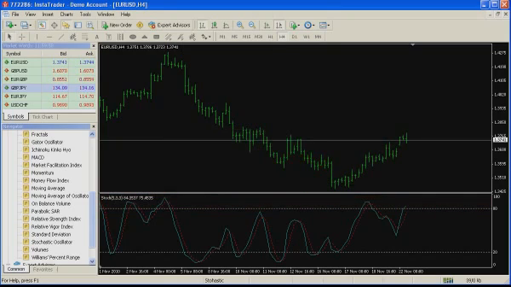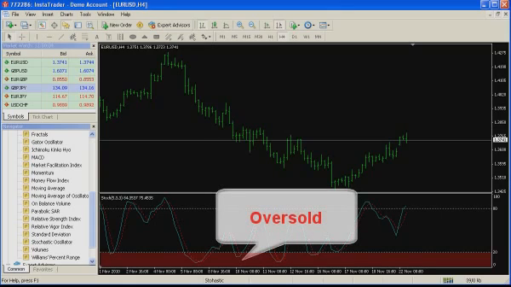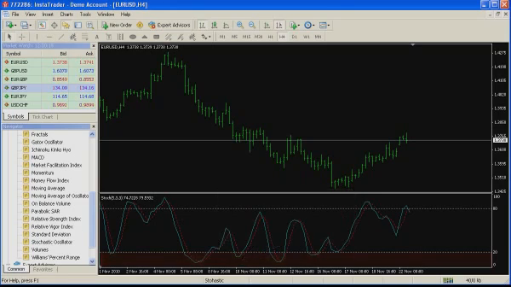A zone below level 20 is an oversold zone. If the stochastic main line is located below this level, it means that the market is oversold, and there is a probability of deceleration or the end of a downward movement with the following turn upward. If the stochastic oscillator is located above the level 80 or below the level 20, a trader should be especially attentive and watch the oscillator's behavior.